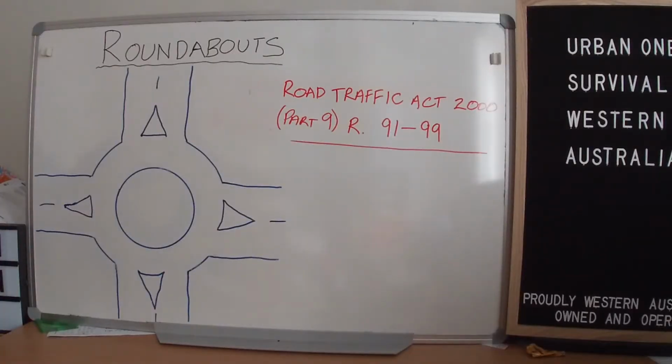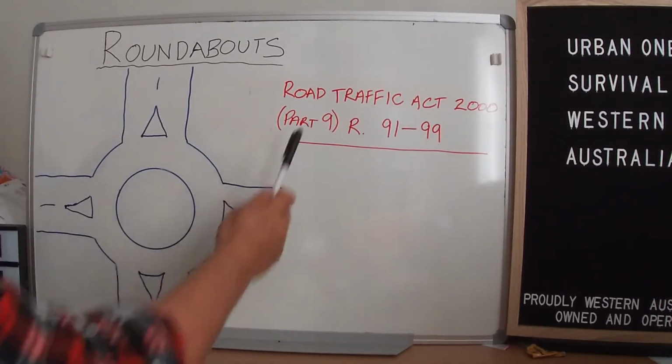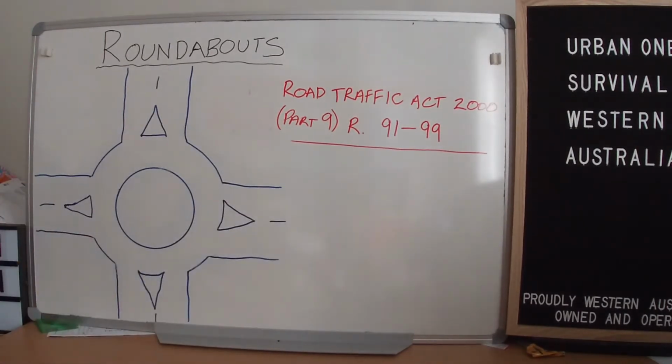So the first thing we're going to start off is roundabouts. Roundabout rules you'll find in the Road Traffic Act 2000. It is in part 9 and it's from 91 to 99. Now almost all Western Australians get parts of this, one part or another, incorrect. Whether it be failing to indicate or indicating at the wrong time or not indicating when they're taking an exit.